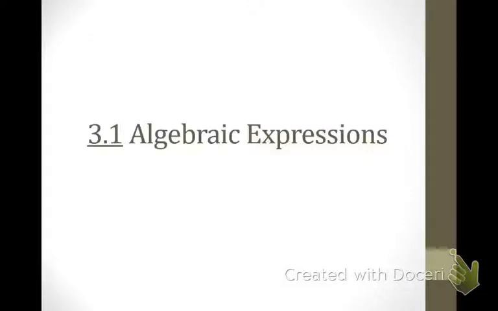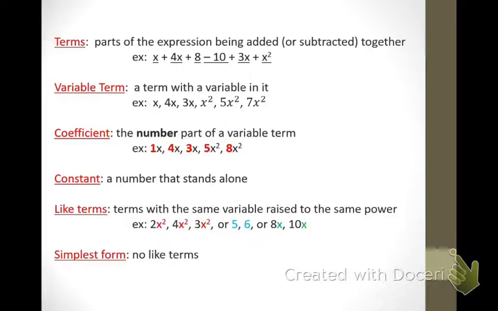We're starting a new chapter, chapter 3 today, and 3.1 is called Algebraic Expressions. There's a few terms that I'd like you to write down, so if you would, pull out your red pen and fill in these blanks. The first thing you wrote down was terms. These are the different parts of the expression that are being added or subtracted together. So whatever it is, it's basically just the different parts of the original problem in the expression.